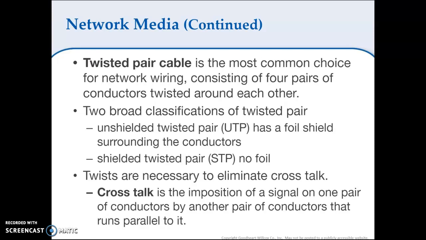Twisted pair cable is the most common choice for networking wiring, consisting of four pairs of conductors twisted around each other. This is also known as a CAT cable. There are two broad classifications of twisted pair, unshielded and shielded. The twists are necessary to eliminate crosstalk or other interference. Crosstalk is the imposition of a signal on one pair of conductors by another pair of conductors that runs parallel to it. Thus, the twisted pair.